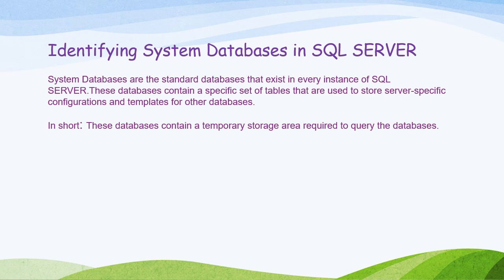So friends, in this video we will see the system databases that are supported in SQL Server. Basically, system databases are the standard databases that exist in every instance of SQL Server. These databases contain a specified set of tables that are used to store server-specific configuration and templates for other databases. So in short, we can say that these databases contain a temporary storage area required to query the databases.